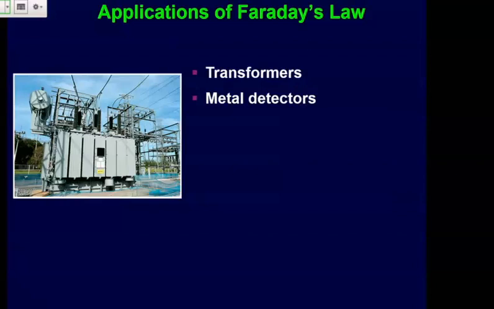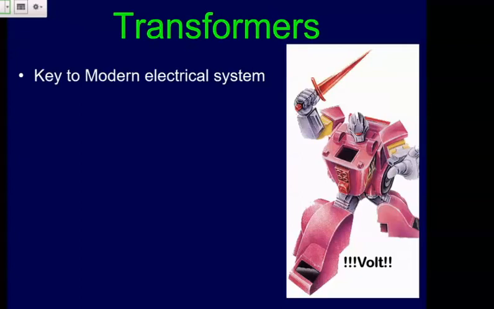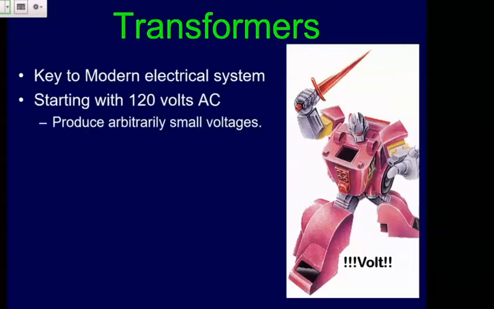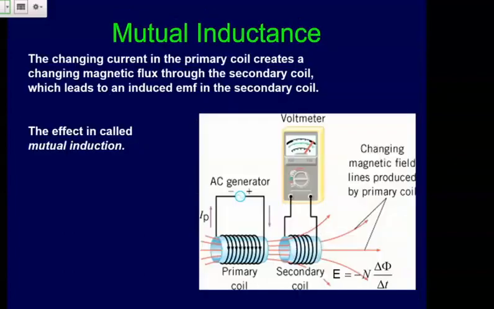It's another application of Faraday's law, something that we totally use Faraday's law for. Here's my dated picture of a transformer. This is, I would say, a key to our modern electrical systems. Starting with 120 volts, you can produce arbitrarily small or large voltages, and it's nearly 100% efficient. What transformers do is take an extremely high voltage source and, near your house, transform it to 120 volts to use in your house. Again, if they transferred it at 120 volts, you would lose a lot of power.